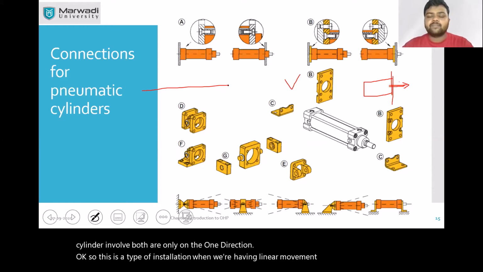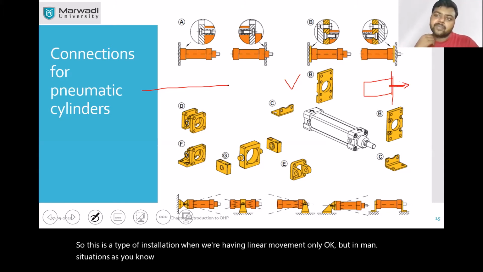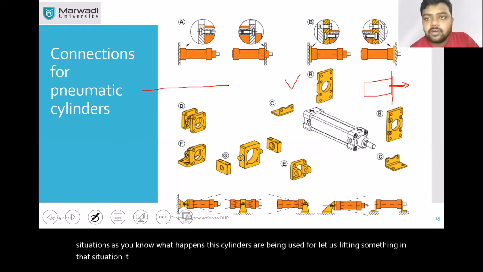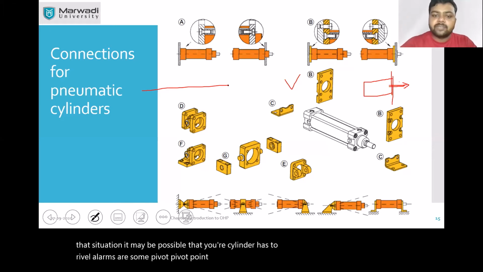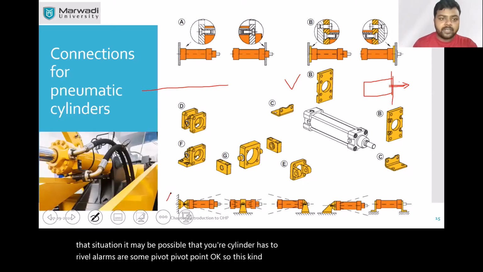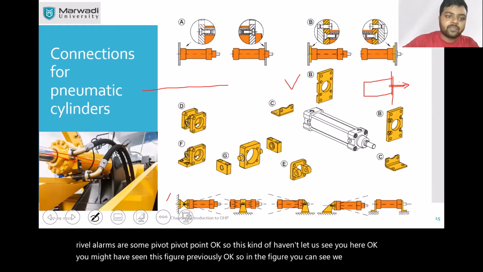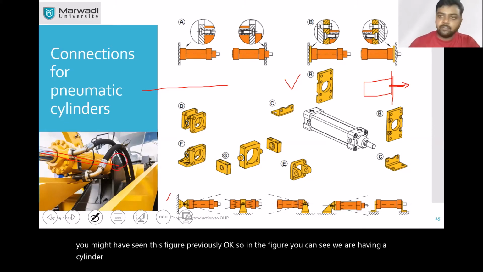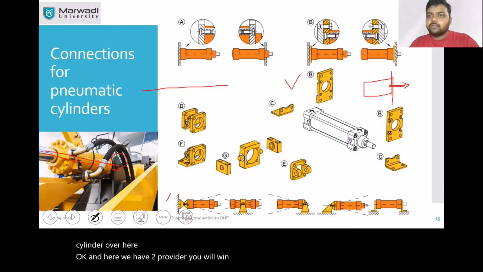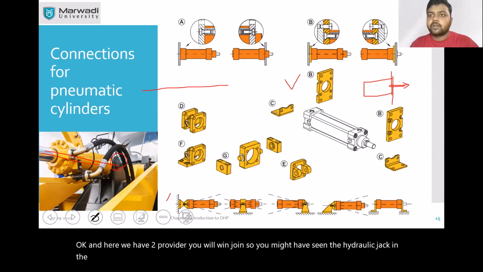Okay, but in many situations, as you know, these cylinders are being used for, let us say, lifting something. In that situation it may be possible that your cylinder has to revolve around some pivot point. Okay, so this kind of arrangement you have. You might have seen this figure previously. In the figure you can see we are having a cylinder over here, and here we have to provide a revolving joint. So you might have seen the hydraulic jack in the truck trolley, which is being used for unloading the material.